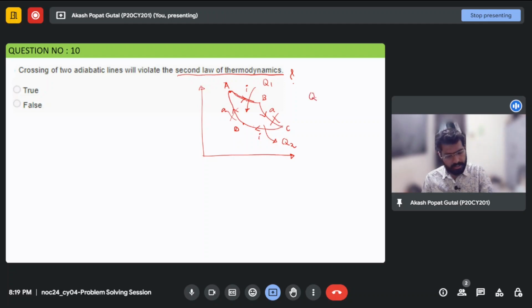Once they become the same, the heat gain and loss, Q1 will be the same as Q2. There will not be any work done by the system. And once there is no work done, that will not be a cyclic process that produces work. So the net work done by the Carnot cycle will be zero.